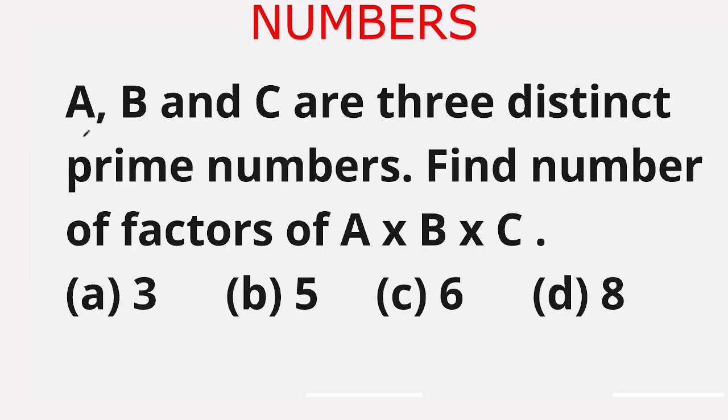Our question is, A, B and C are three distinct prime numbers. Find number of factors of A multiplied by B multiplied by C. The given options are option A 3, option B 5, option C 6, option D 8.